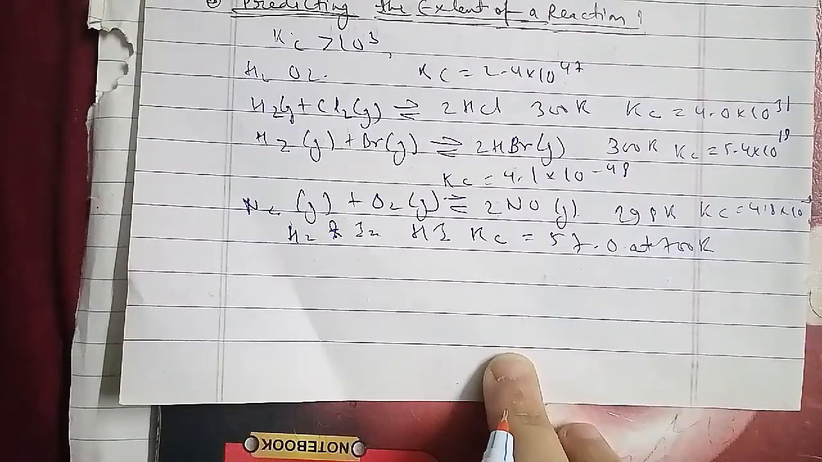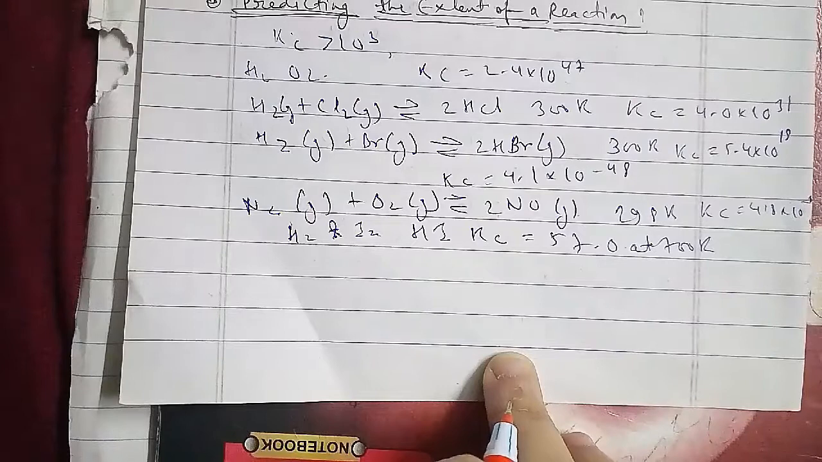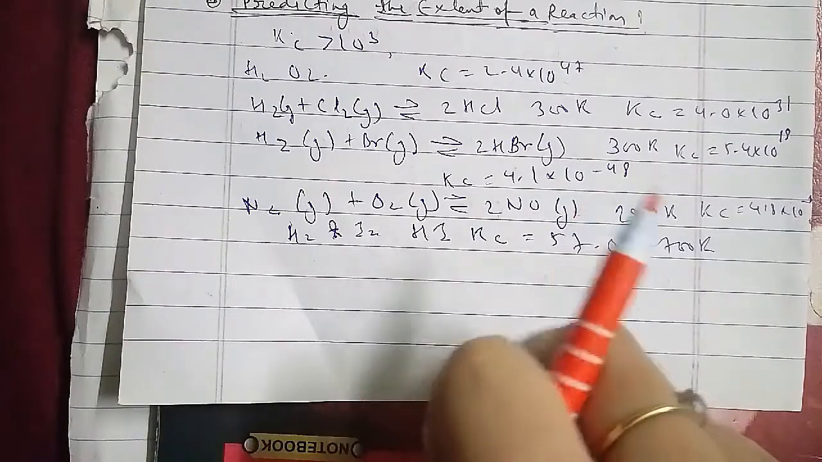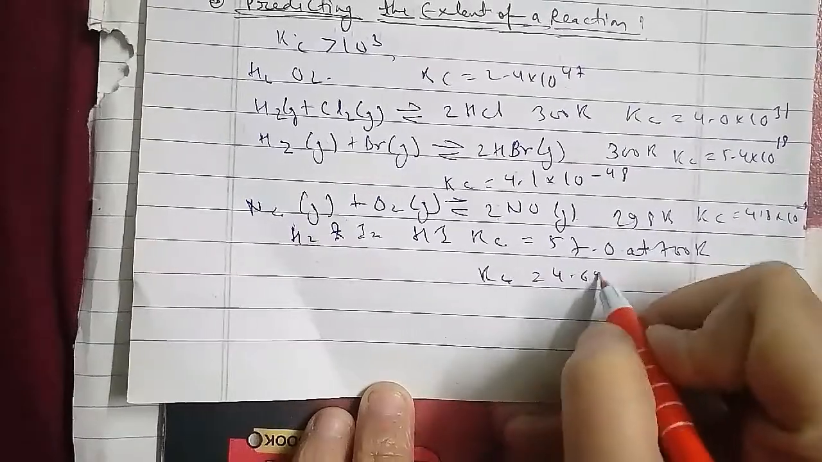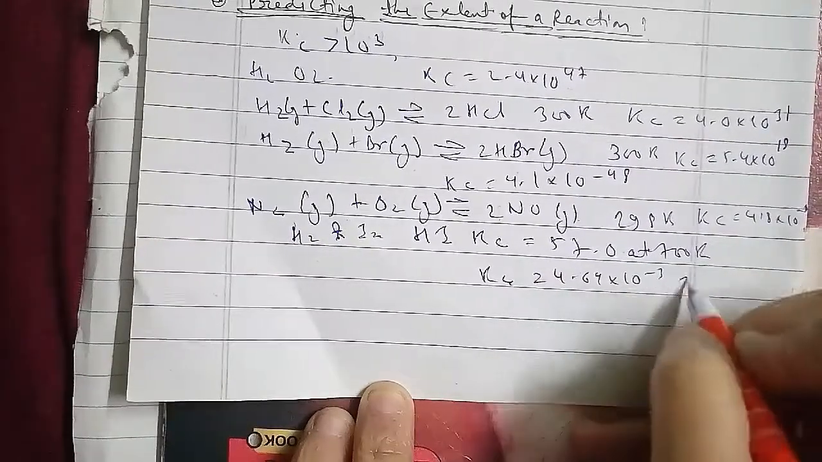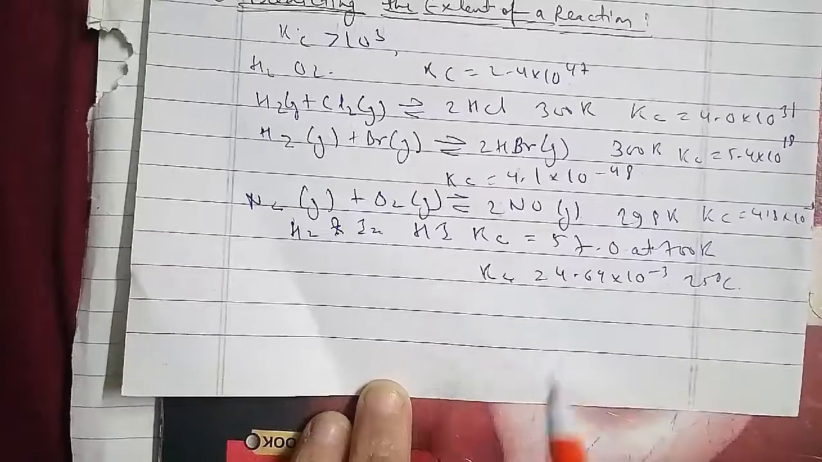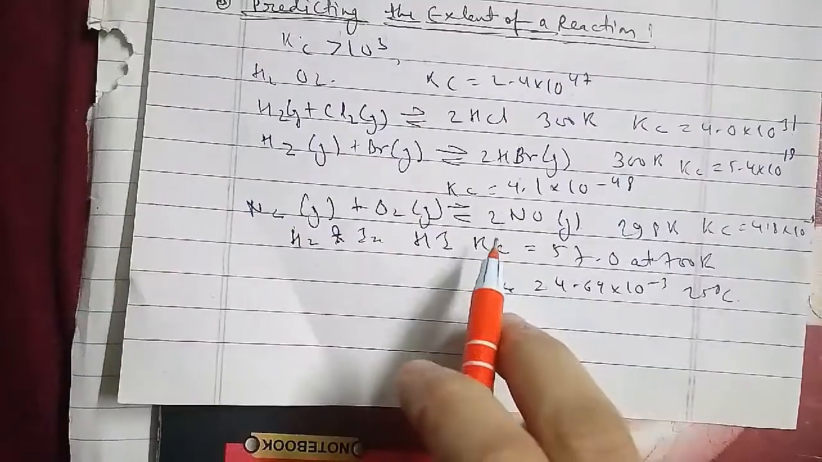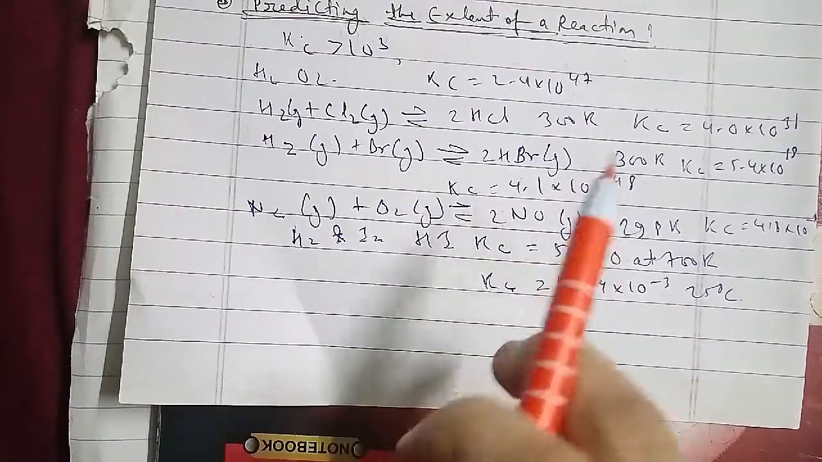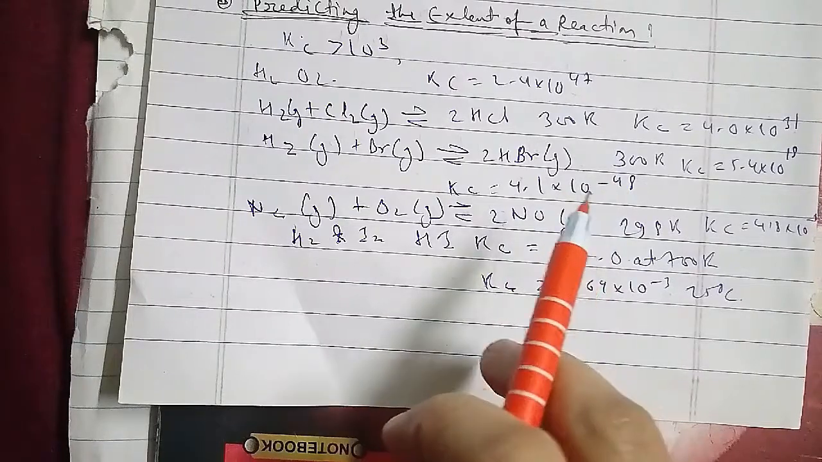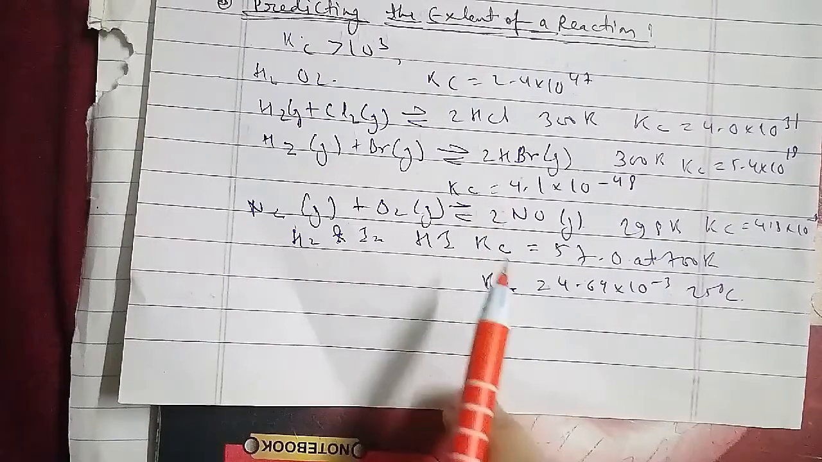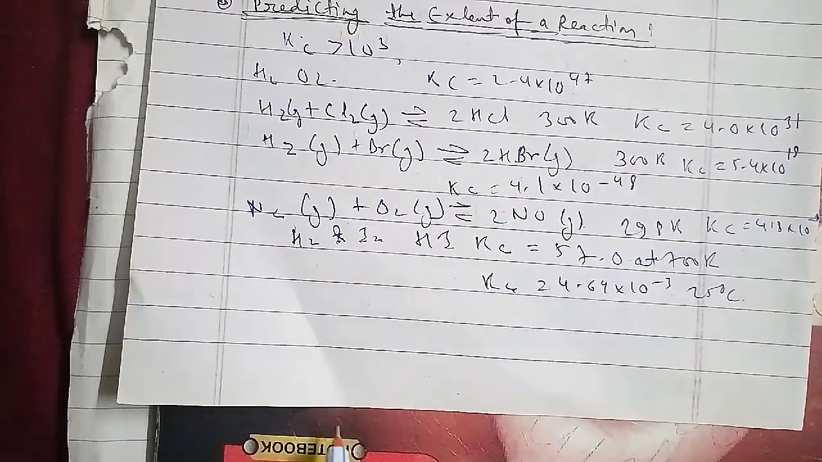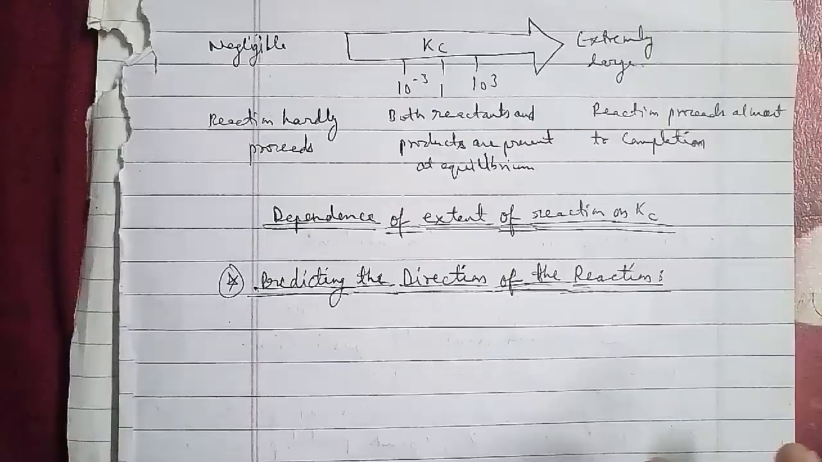The generalization that we will illustrate here in the form of a diagram is as follows. As you can see here, this is the negligible region, where the reaction hardly proceeds. It goes toward the Kc of 10 to the power minus 3 to 10 to the power 3, which I just told you about. Both the reactants and the products are present at the equilibrium state, and where Kc is extremely large, the reaction proceeds almost to completion.